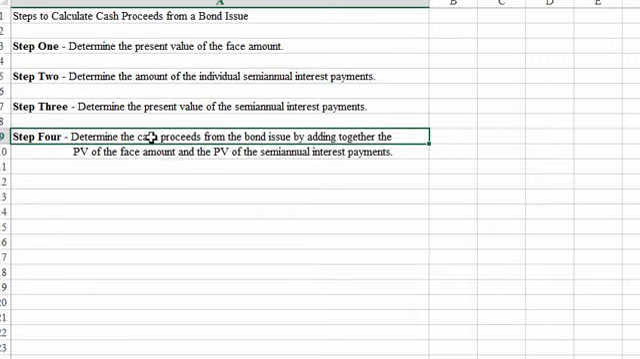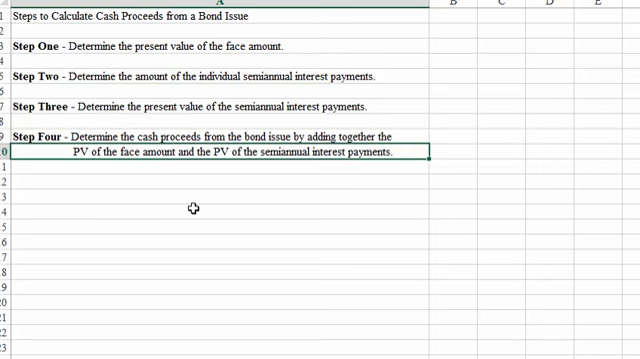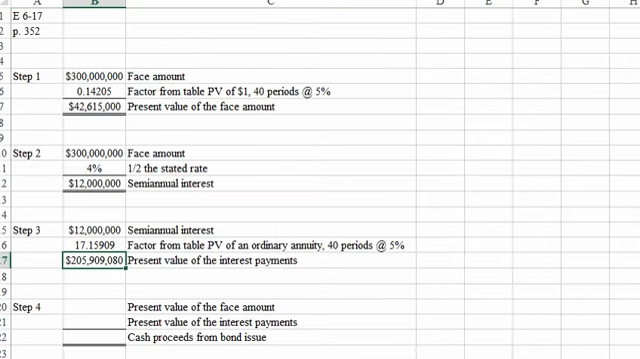So if we want to know how much cash the bond purchasers would be willing to pay the issuing corporation, in this case San Filippo, we need to add together our two present values, and that's your fourth step. Determine the cash proceeds from the bond issue by adding together the present value of the face amount and the present value of the semi-annual interest payments. So we're just going to add together these two numbers. We've got $42,615,000 and $205,909,080 and $80. So don't forget the 80 bucks. Let's sum those two, and we've got our answer here.